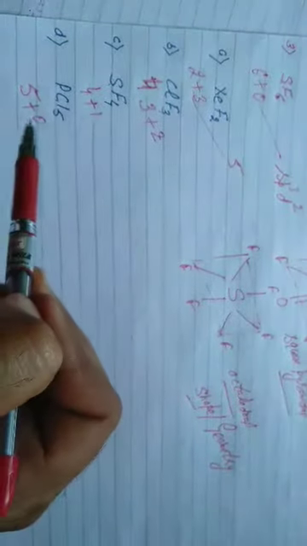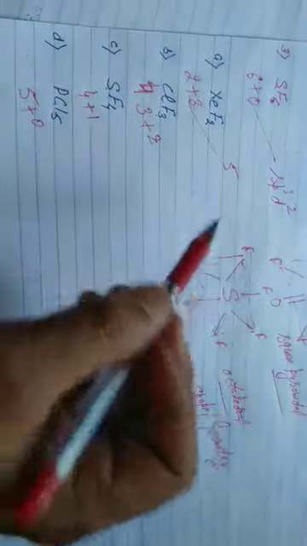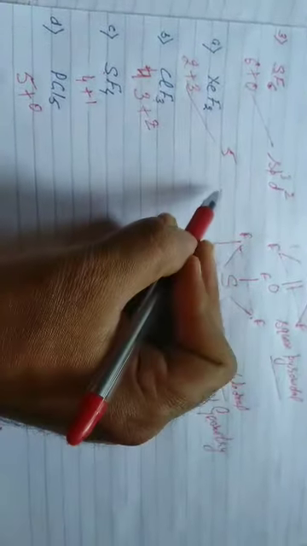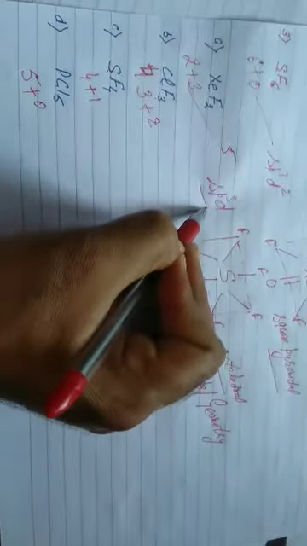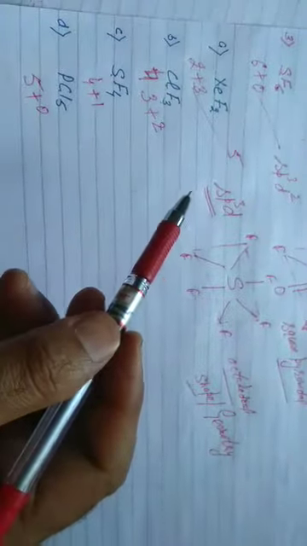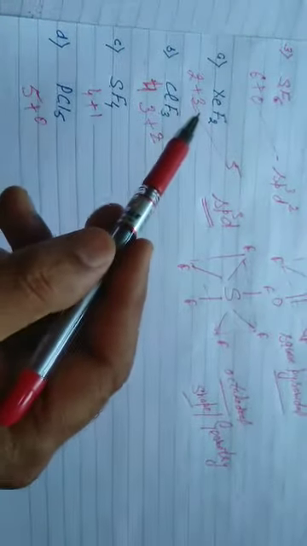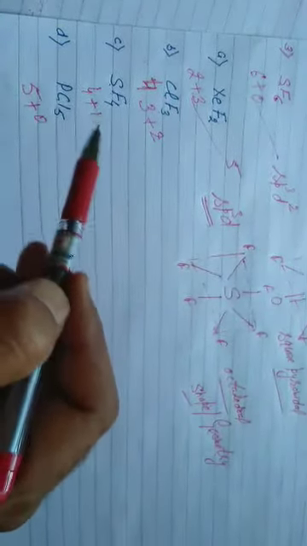But students, shapes will be different. Hybridization is common. In each case we got 5. That is sp3d hybridization. Hybridization is common in each case, sp3d, but shapes will be different. It is 2 plus 3 case, it is 3 plus 2 case, it is 4 plus 1, it is 5 plus 0. 5 plus 0, trigonal bipyramidal shape, 4 plus 1, seesaw, 3 plus 2, T shape, 2 plus 3, linear. That's the difference.